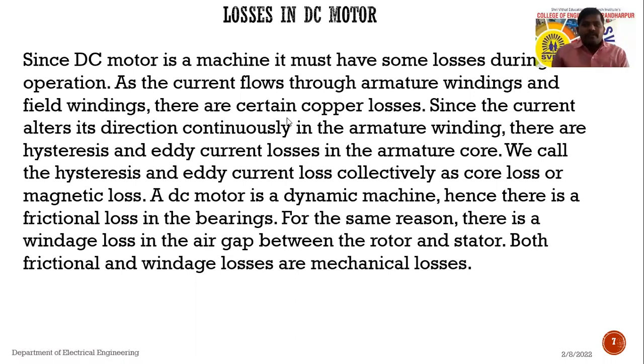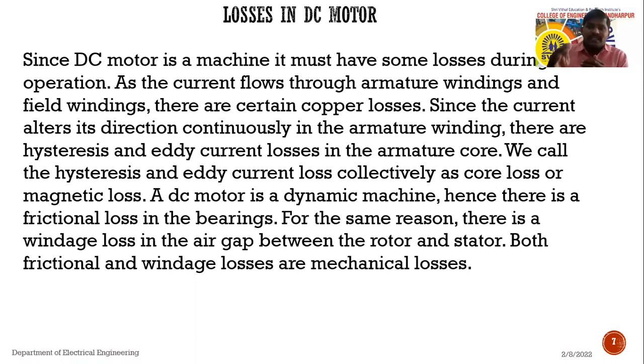Some of the losses are due to the magnetic winding, or the core, so we can call them core losses. The second type of losses is due to the current flowing in the resistive coil, like the armature coil or the field coil.